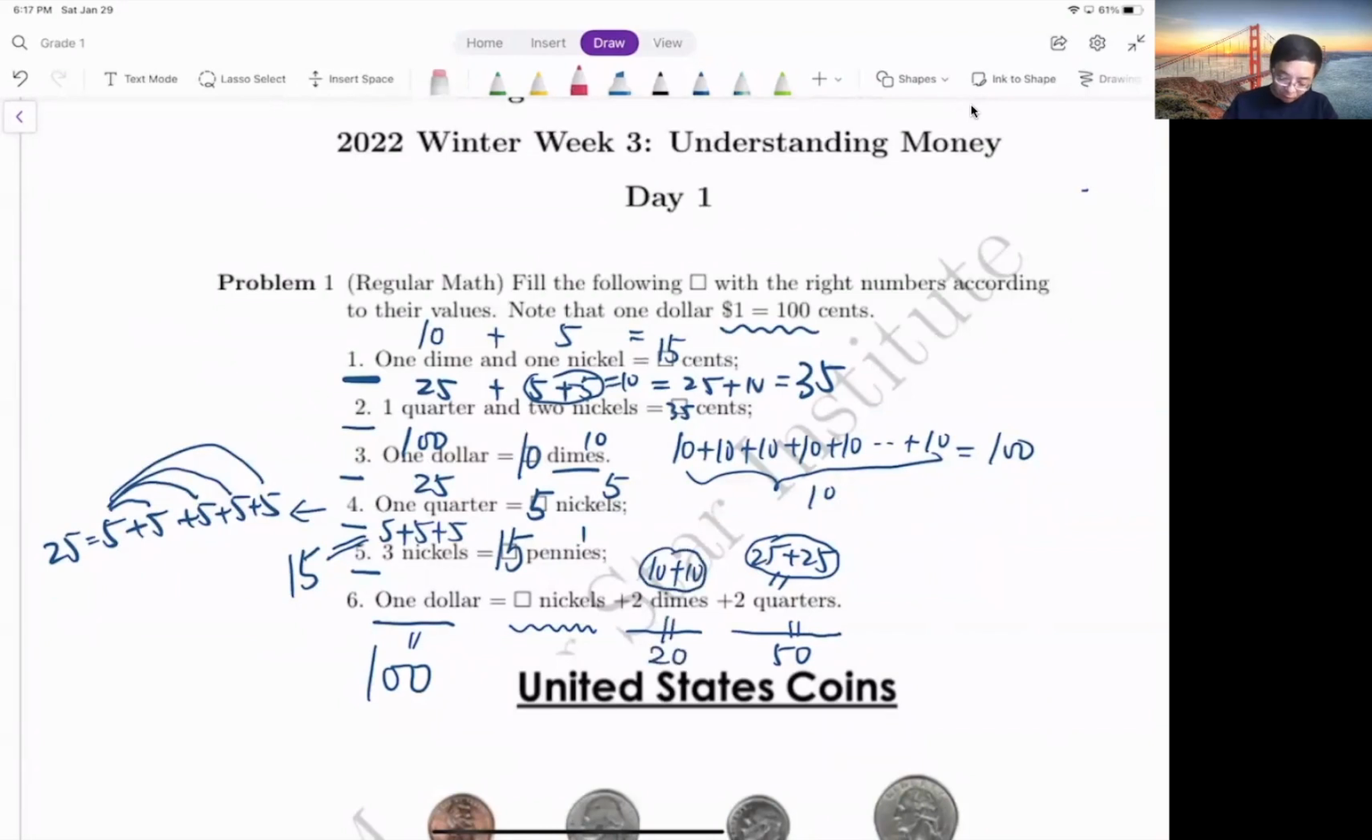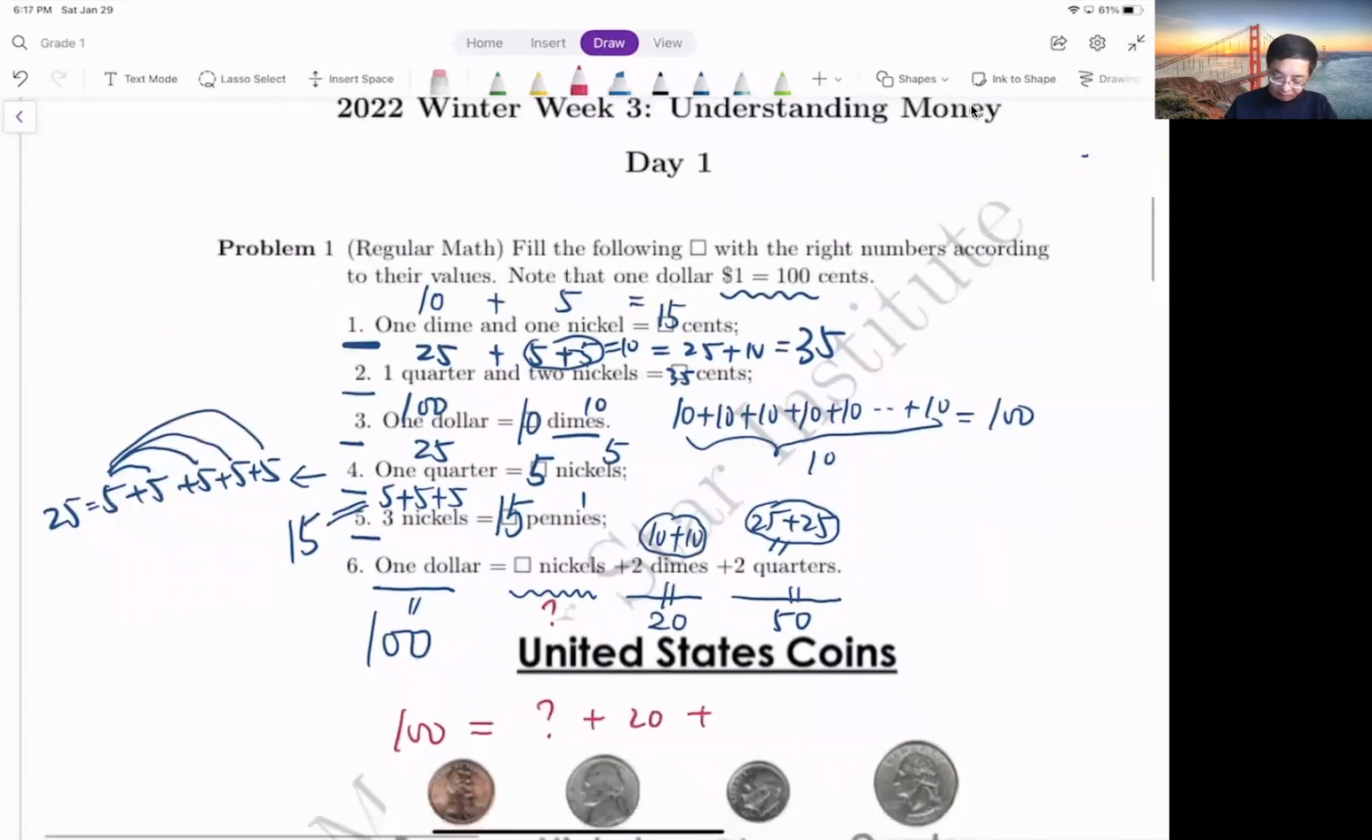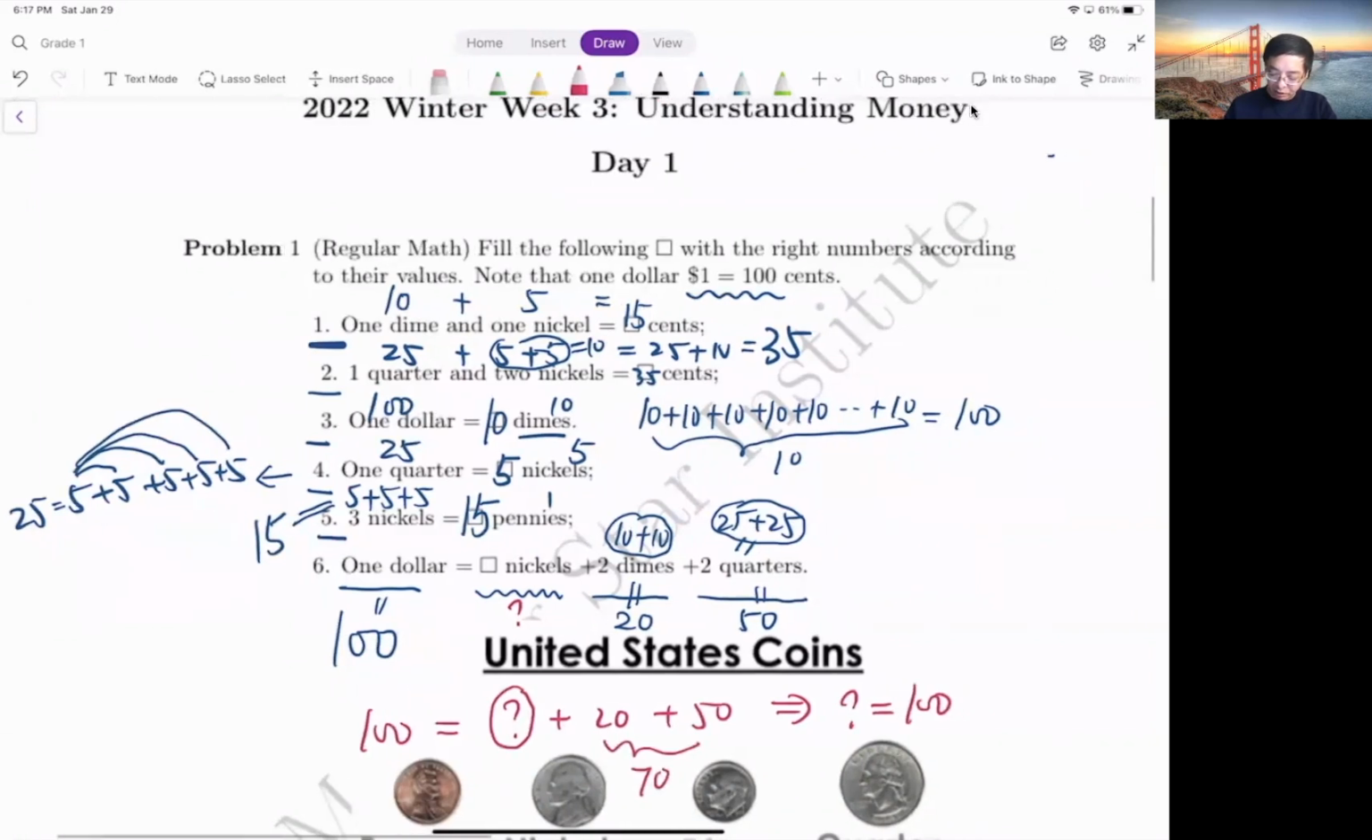All right, and then what's the remaining part? So 100 equals the nickels plus 20 plus 50, and from here we get these nickels. The nickels here has to be what? This one put together is 70. So 100. How do you go from 70 to 100? Okay, so you just take the difference, which is 30, right? Because we know 30 plus 70 is 100. That means that for nickels we need 30 cents.